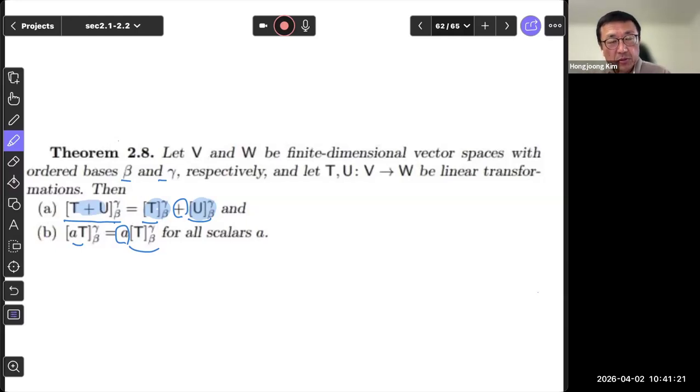the matrices representing T and U. So you can consider each matrix separately, or you can consider the matrix representing the sum of these two operations, of these two mappings. And scalar multiple is the same.